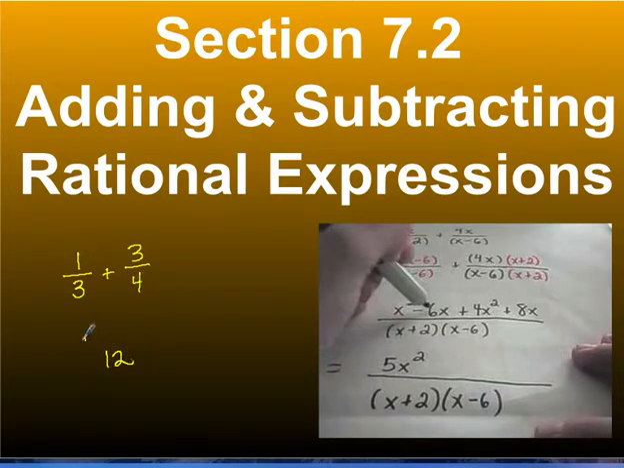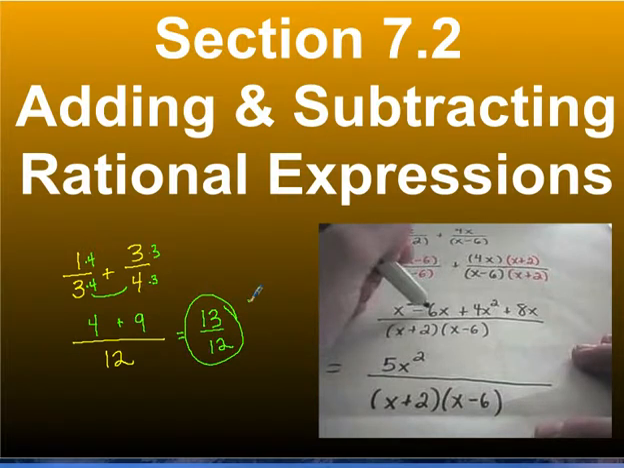So what I'm going to do is make my denominators be 12. But in order to do that, I'm going to have to multiply my first times 4 over 4 and my second times 3 over 3. So what that gives me is 4/12 plus 9/12 is equal to 13/12. No addition and subtraction with rational expressions can ever be done unless the denominators are the same.